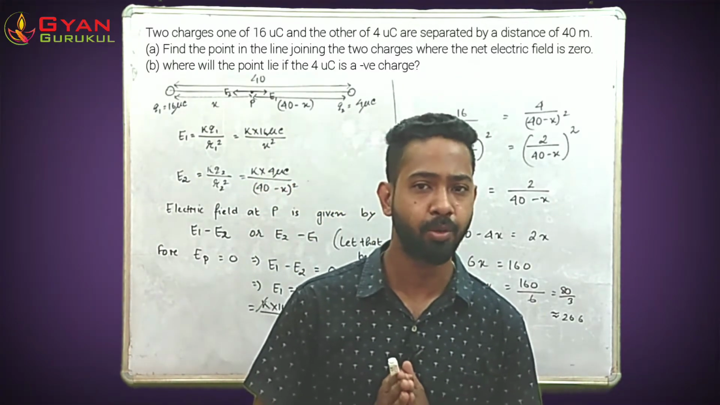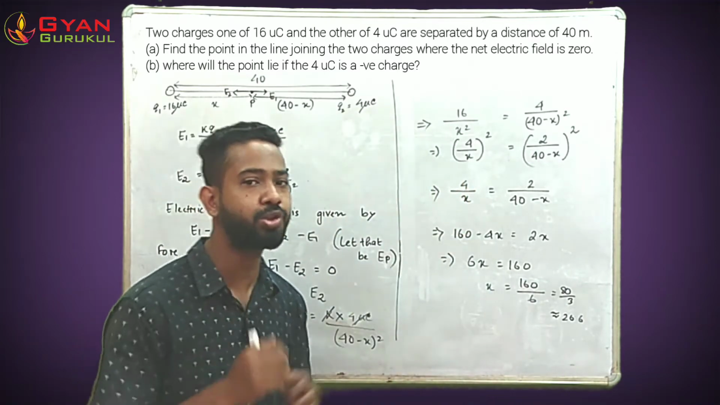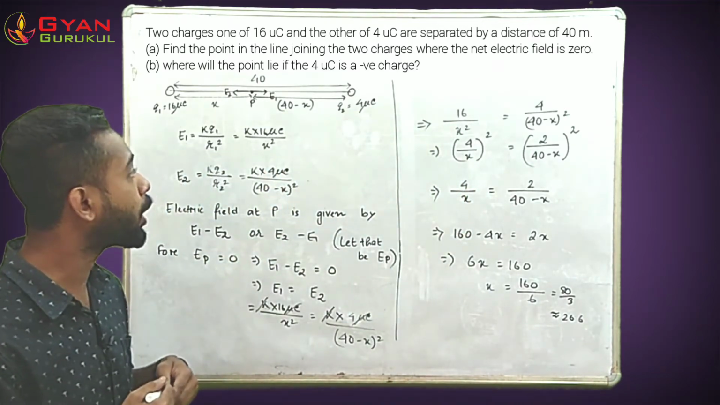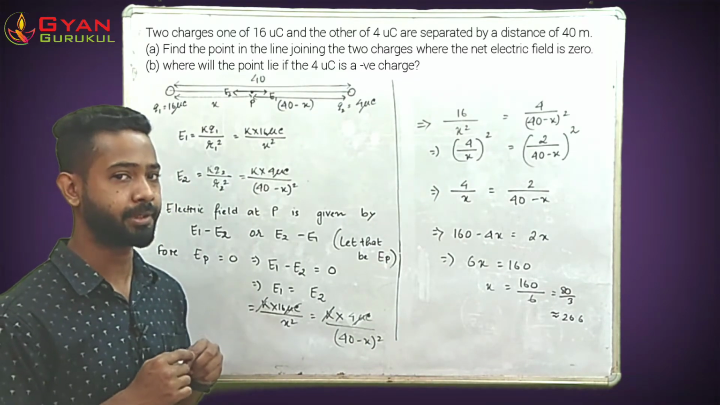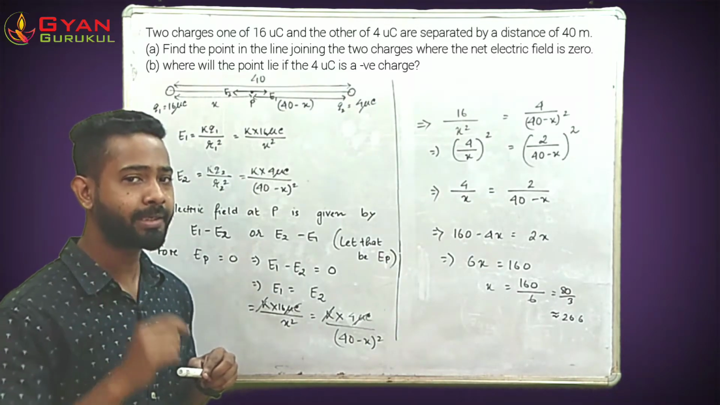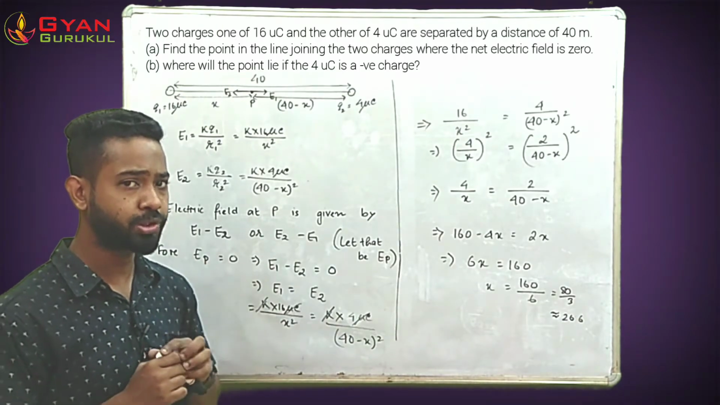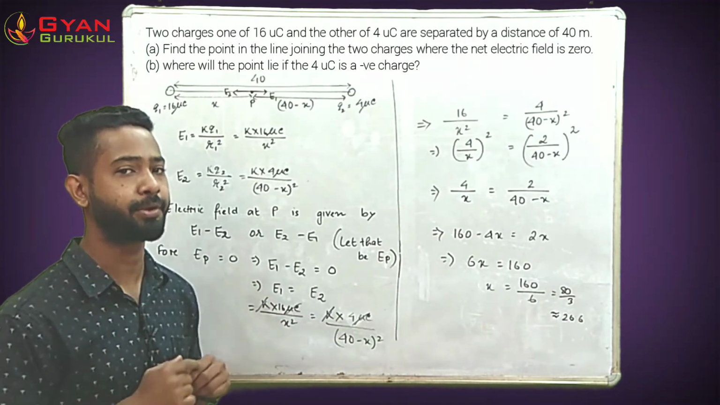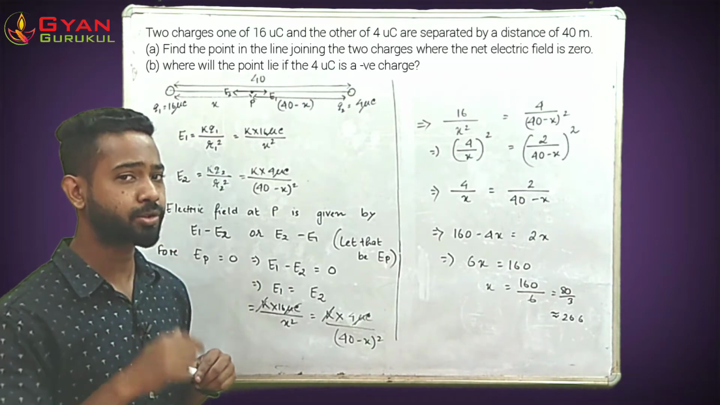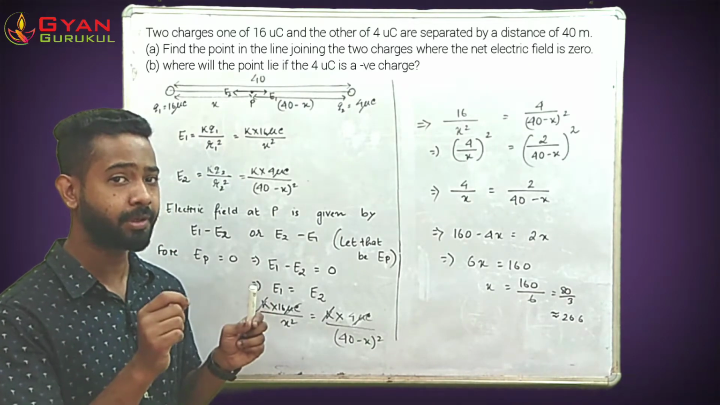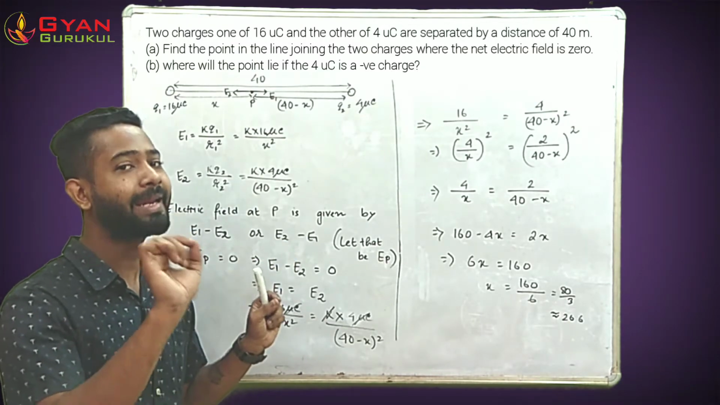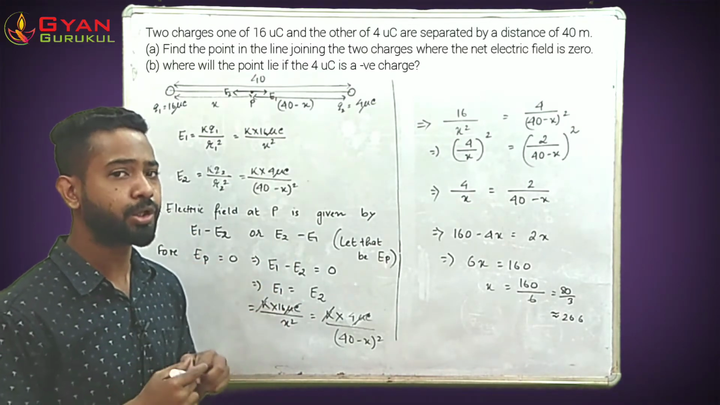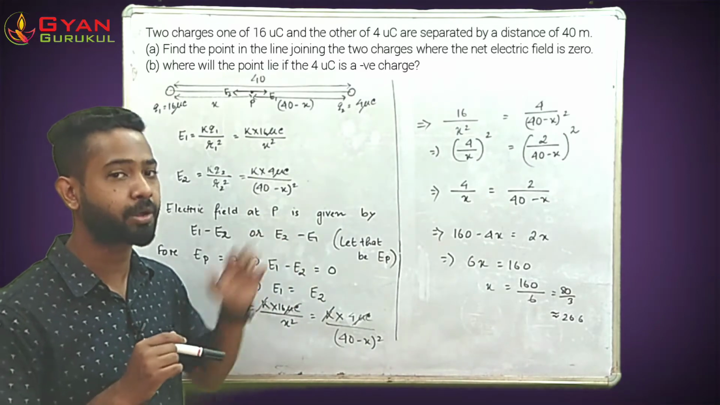As you can see in the question, we are given two charges, 16 microcoulomb and 4 microcoulomb. They are separated by a distance of 40 meter. You are asked to find a point on the line joining the two charges where the net electric field is zero. There are two parts to the question. In the next part you are again given the same set of charges but one being a negative charge. So there comes a difference. Let us first discuss the first part of the question.